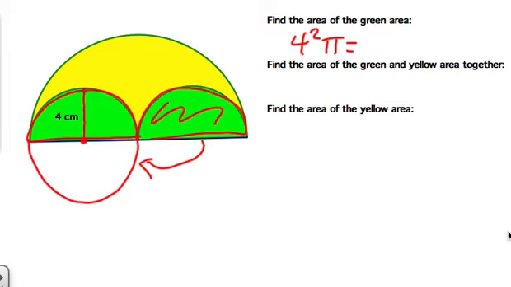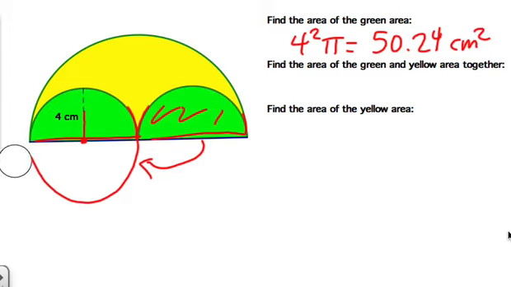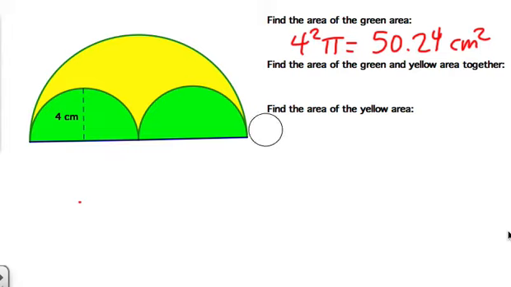It's just the circle happens to be split up, okay? But it's still a circle with a radius of 4. Okay, so 16 times pi is 50.24 centimeters squared. So that's the green one. All right, the yellow one. So we're finding green and yellow together, so the entire thing.